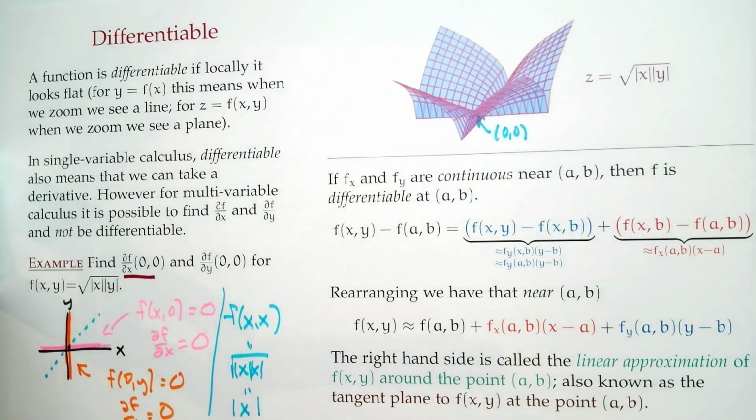And not surprisingly, we call it the tangent plane. So the tangent plane to f of xy at the point ab. It's also called the linear approximation. So like tangent lines are approximations to functions in single variable, tangent planes are approximations to functions in multivariables.